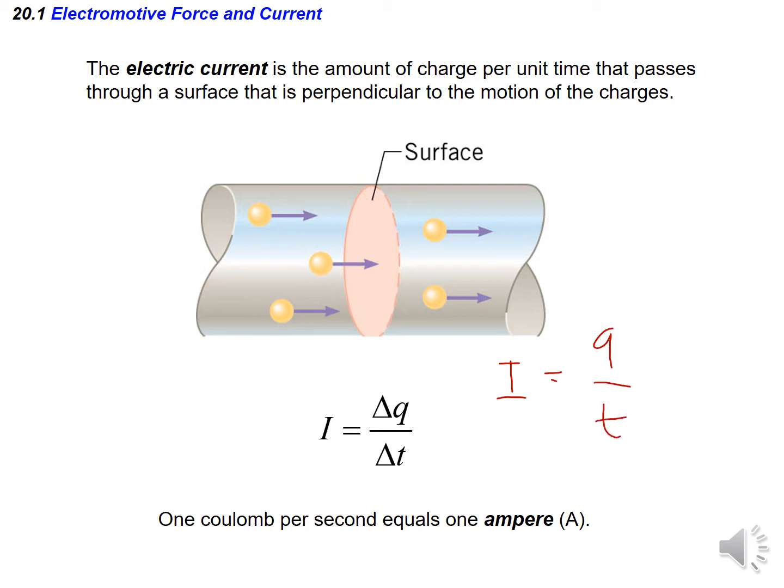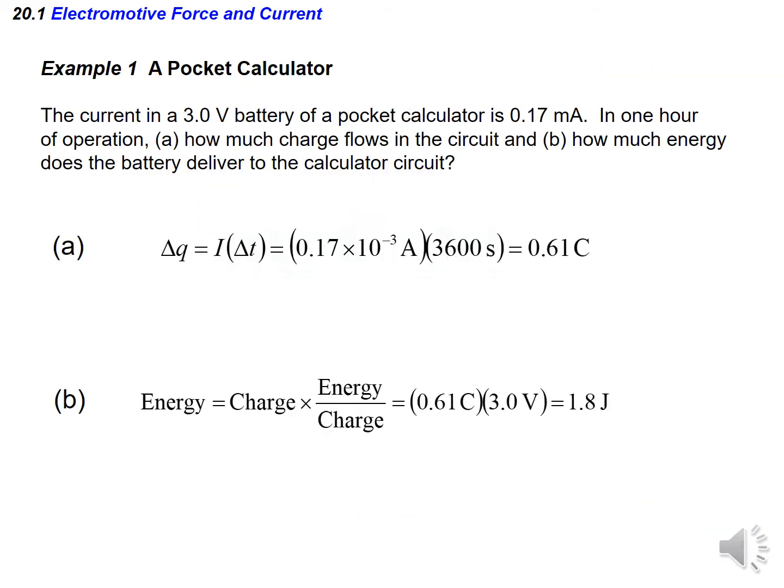From this formula, we can derive the formula for charge. Charge is simply equal to I multiplied by time. And for time, of course, that is equal to charge divided by the current. Again, in this equation, charge is expressed in coulomb and time is expressed in second. So coulomb per second is equal to ampere. So the unit for current is ampere.